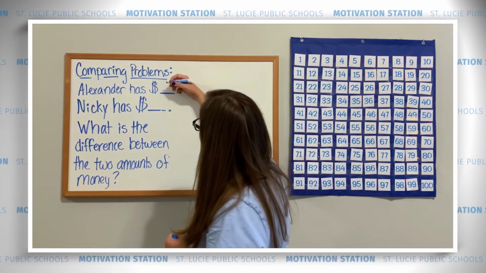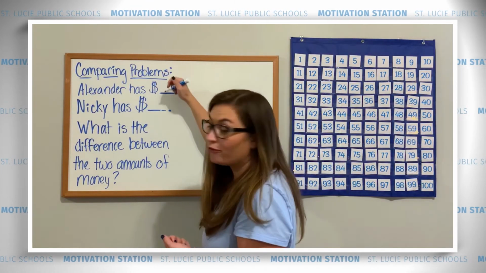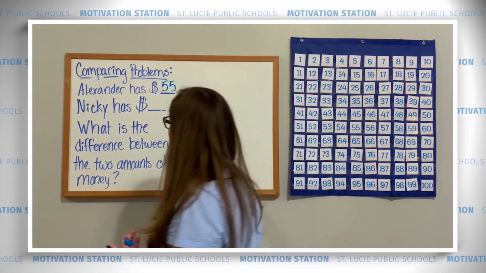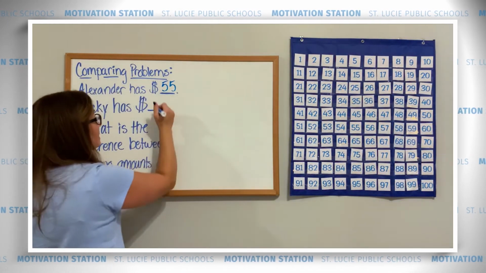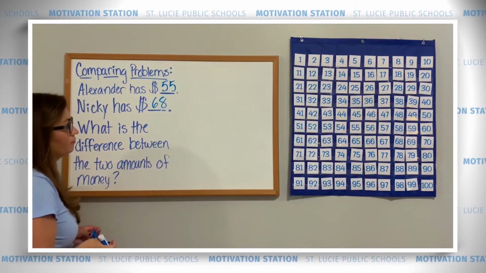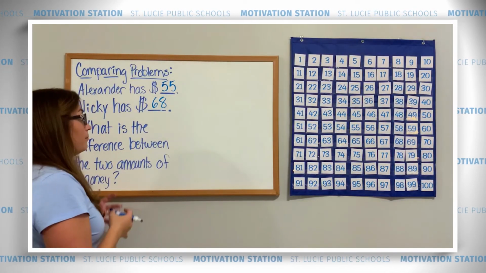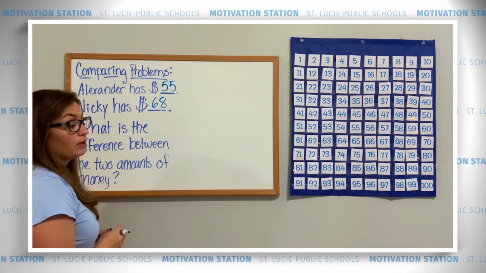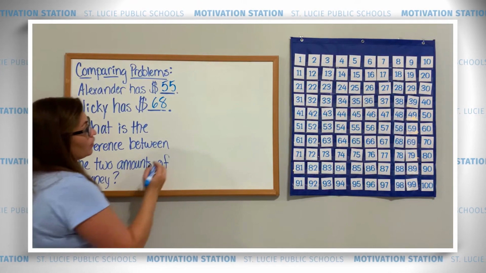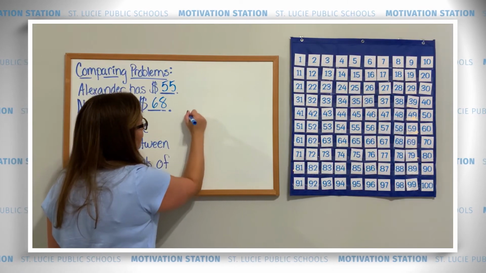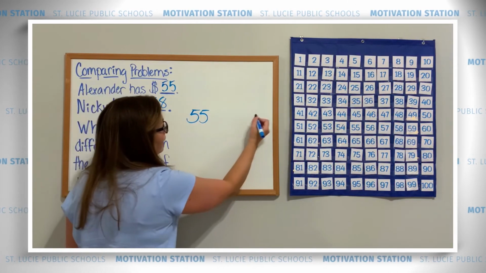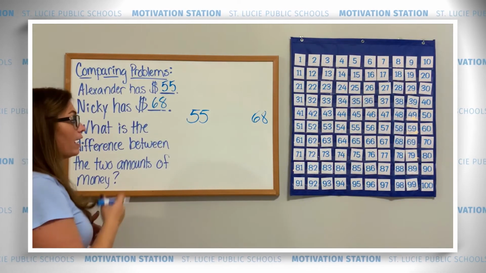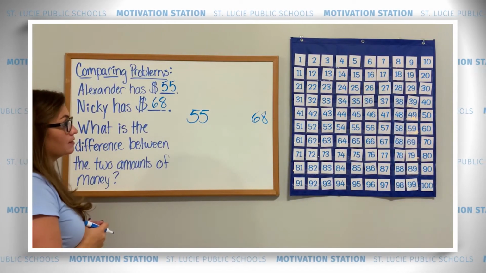Let's add some numbers. Let's say Alexander has $55. And Nikki has $68. When we solve our comparing problems, we don't need to find out what is on either end of the open number line because we already have that. We have our 55 and we have our 68. We have to figure out how we get from one to the other, what that jump is.